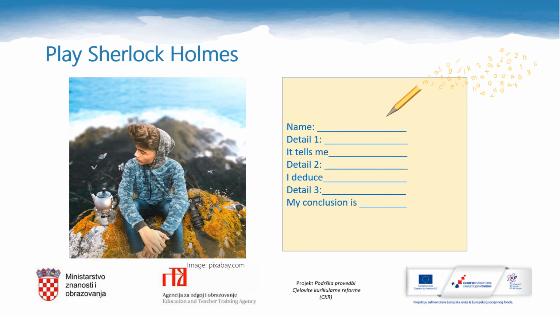For example, if you have picked this picture, what name have you given to this character? What is your detail number 1? And what does it tell you about the person? Detail number 2, what do you deduce? Detail number 3, what is your conclusion? Then make your story about this person.